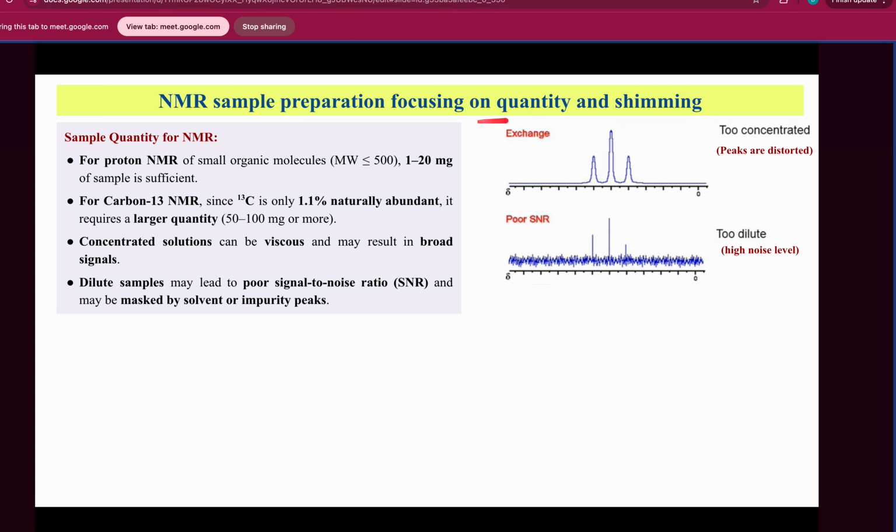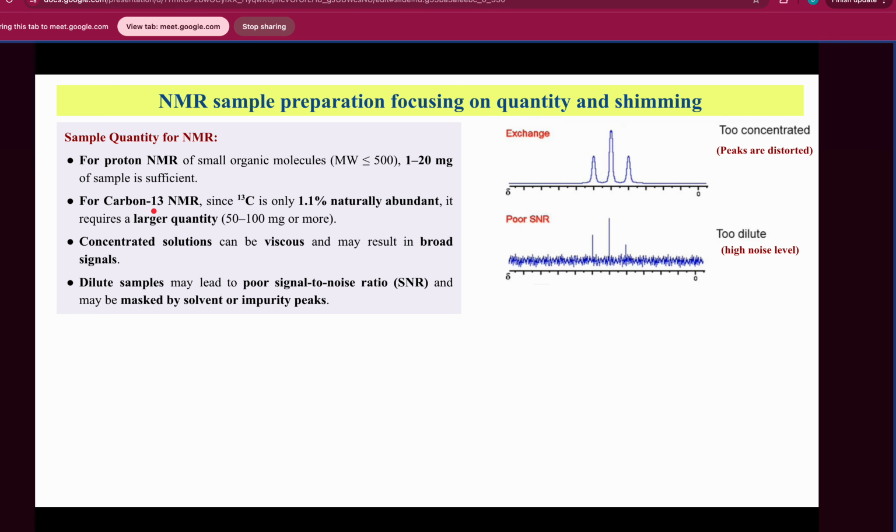Now there is another thing, which is the quantity. Now everything is done, but quantity also plays an important role: at what quantity are you using your sample? For proton NMR of small organic molecules with a molecular weight less than or equal to 500 daltons, 1 to 20 mg of sample is sufficient.